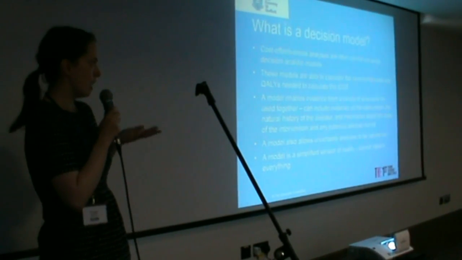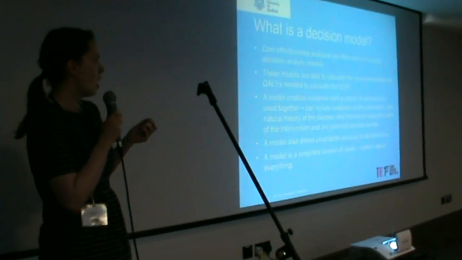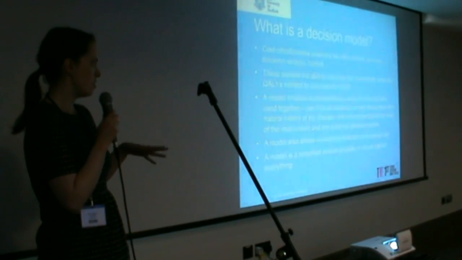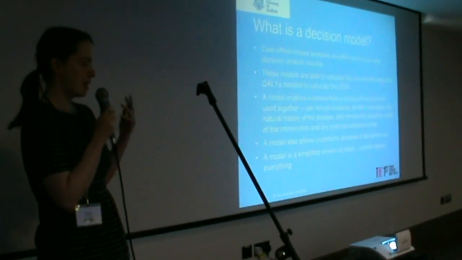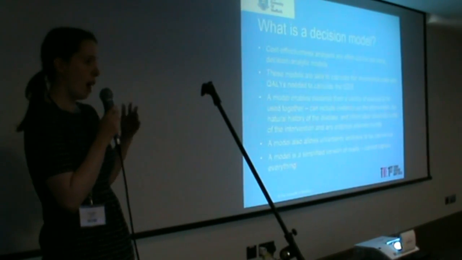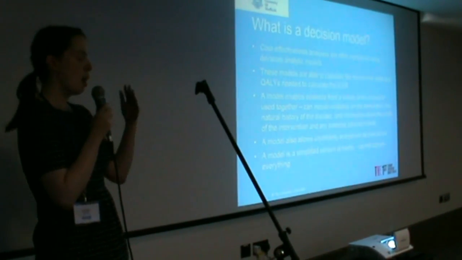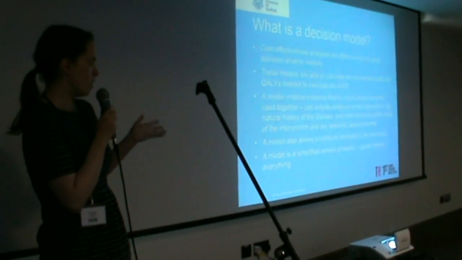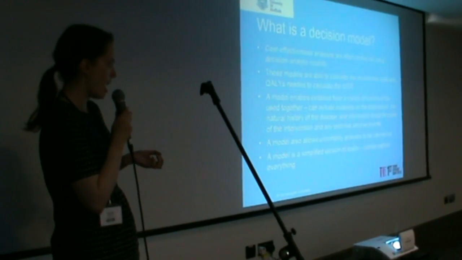So how do we calculate the incremental QALYs and the incremental costs? We build a decision model, because a model enables evidence from a variety of sources to be used together. This would include evidence on screening, such as the specificity and sensitivity of the test, the natural history of the disease, what happens with and without screening, and information about the cost of the intervention, the cost of screening, the cost of the existing and supportive treatment, and any potential adverse events. A model also allows uncertainty analyses to be carried out.